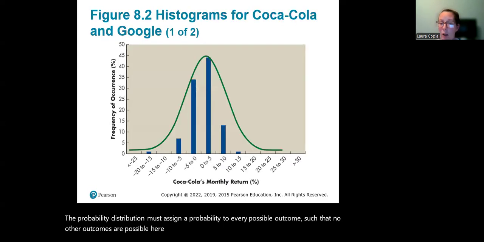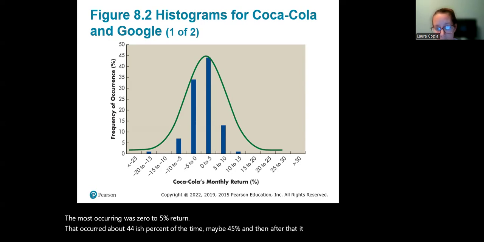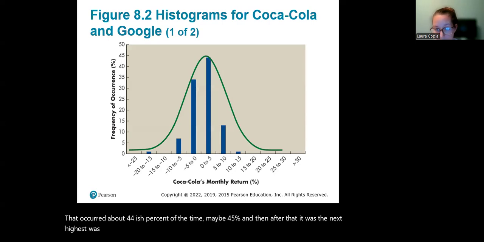Here is a histogram for Coca-Cola and Google. So we can see Coca-Cola here with their histogram, and we see the bell curve here. The most occurring was 0 to 5% return. That occurred about 44-ish% of the time, maybe 45%. And then after that, the next highest was -5 to 0%. So that would be a loss. There's no return there. And that occurred about 35% of the time.